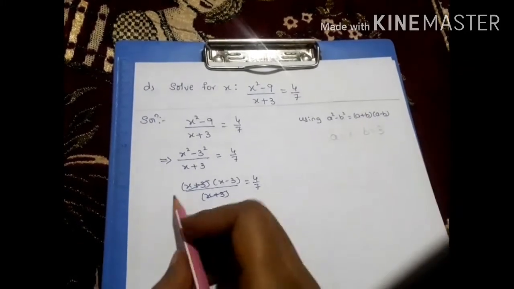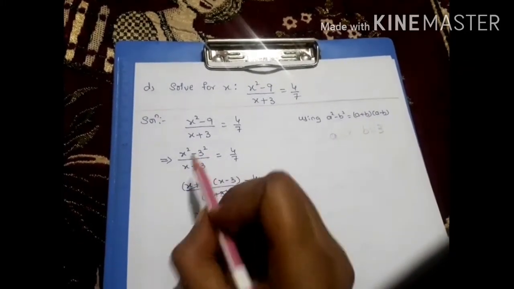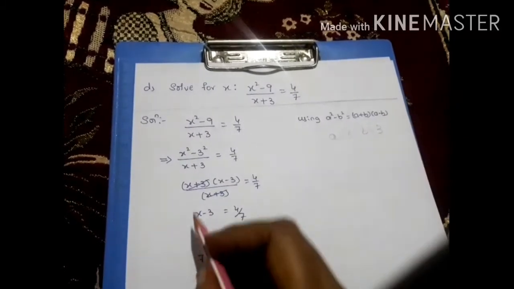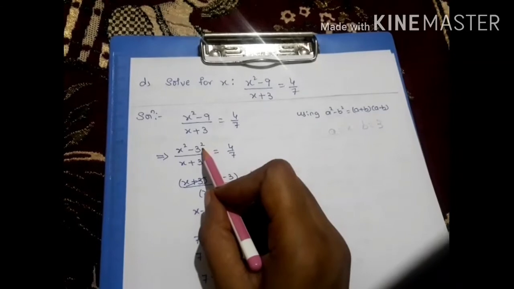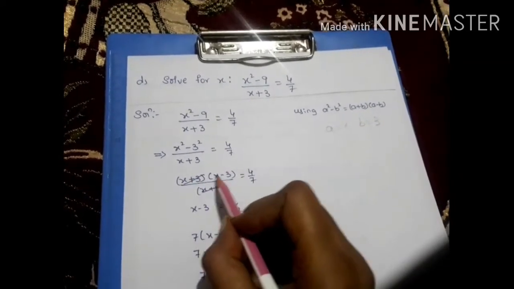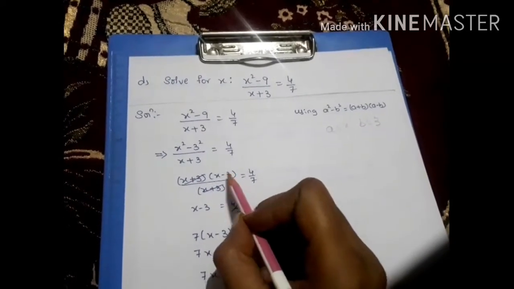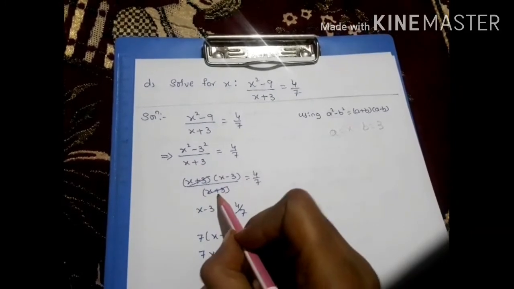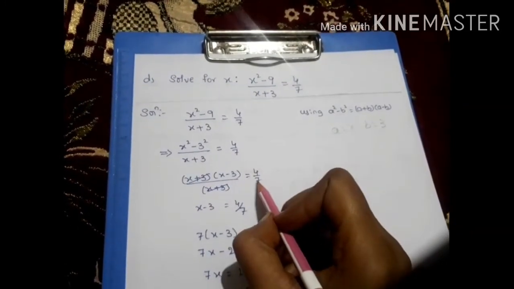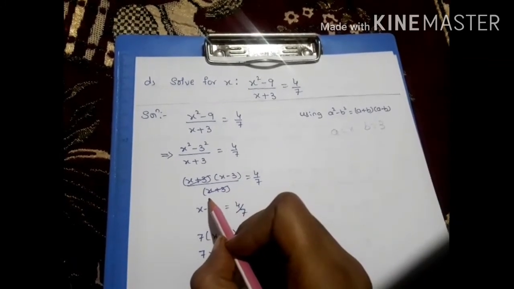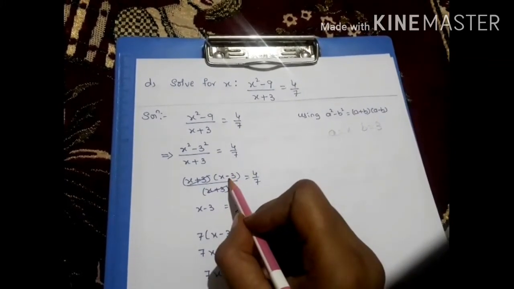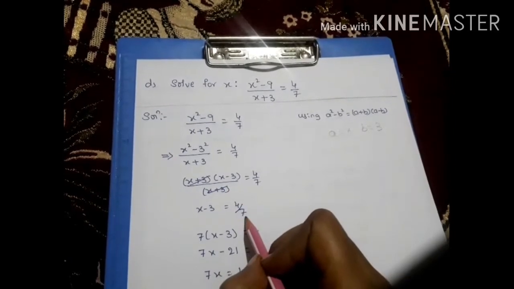a² − b² can be written as (a + b)(a − b). So now we can write x² − 3² as (x + 3)(x − 3), divided by x + 3, as it is, equals 4/7. The x + 3 in the numerator and x + 3 in the denominator get cancelled. Remaining is x − 3 equals 4/7.